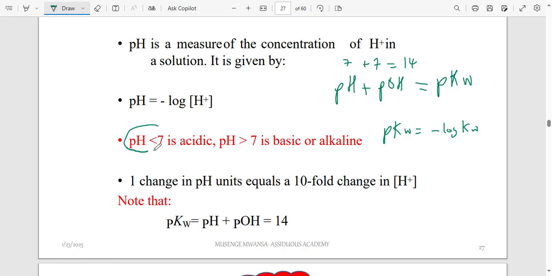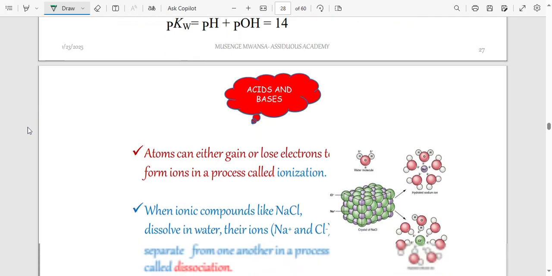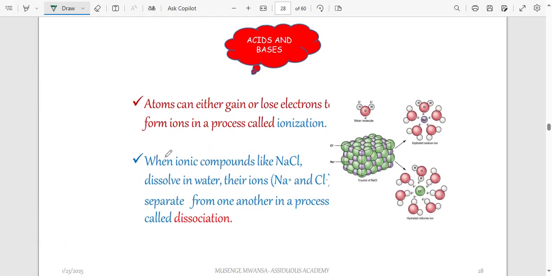If the pH is less than 7, you know that is acidic. If it's greater than 7, that is basic or alkaline. So that gives us a good introduction to what we call acids and bases.